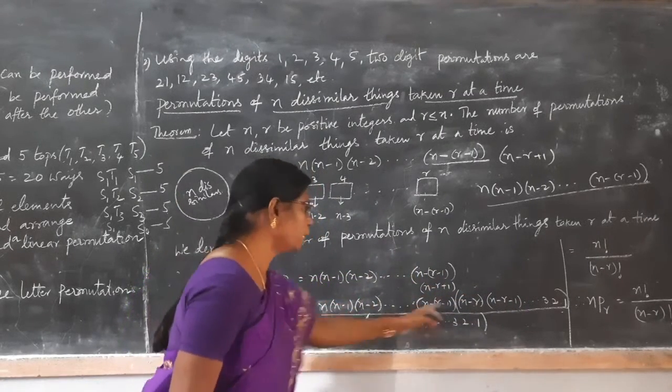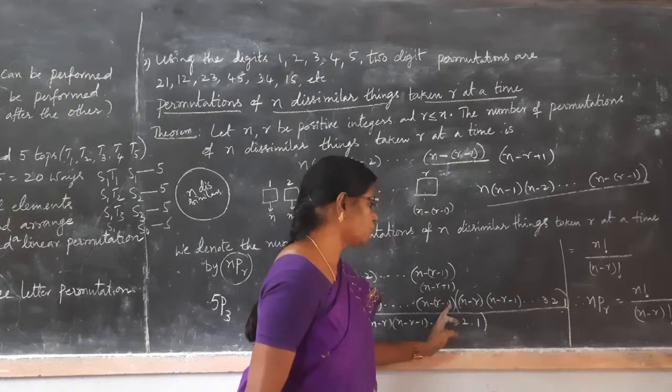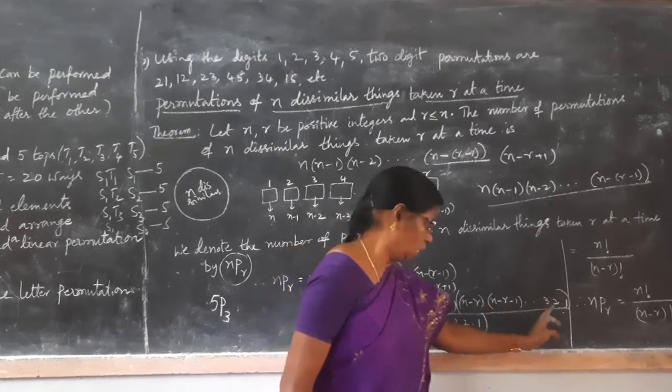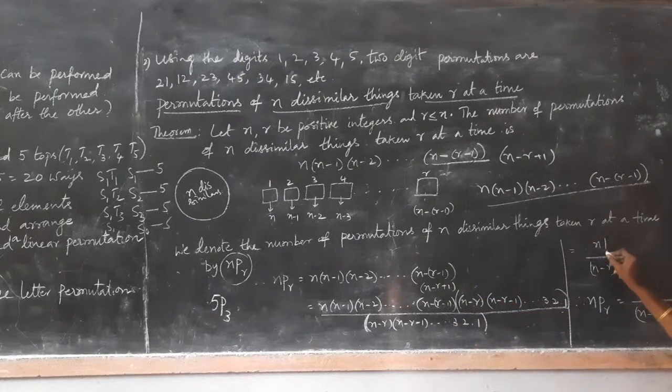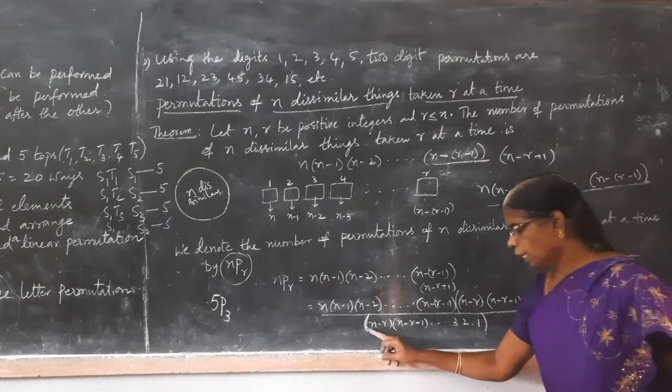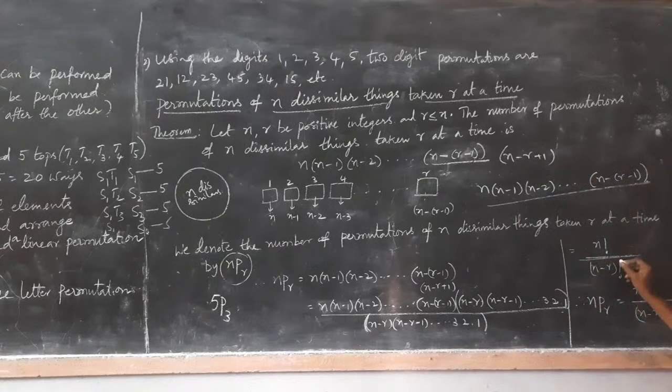సో ఇక్కడ మీరు న్యూమరేటర్ గమనించినట్టయితే n into n minus 1, n minus 2 and so on, n minus r minus 1, n minus r ఇలా 3 to 1 దాకా ఉంది. కాబట్టి the numerator is nothing but n factorial and the denominator is n minus r, n minus r minus 1, n minus r minus 2 and so on 3 to 1. That is nothing but n minus r factorial. So therefore nPr is equal to n factorial by n minus r factorial. This you have to remember as a formula.